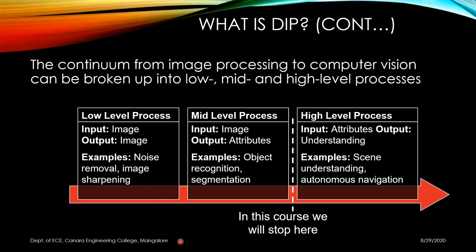For this course we'll stop here, and beyond this it's going towards computer vision, which is the high level process, where input will be the attributes that we got from the mid level, and output will be understanding of the scenery, what the image is showing. Examples are scene understanding and autonomous navigation.